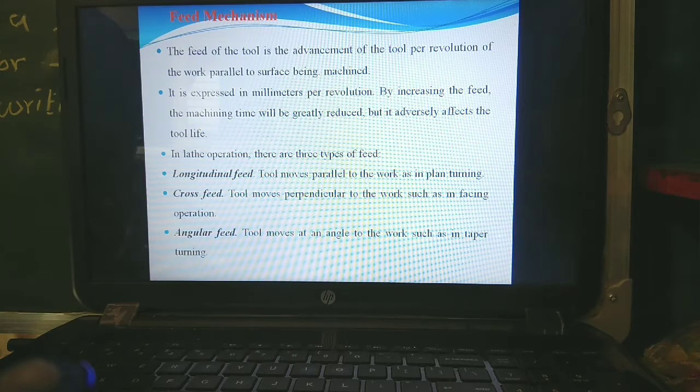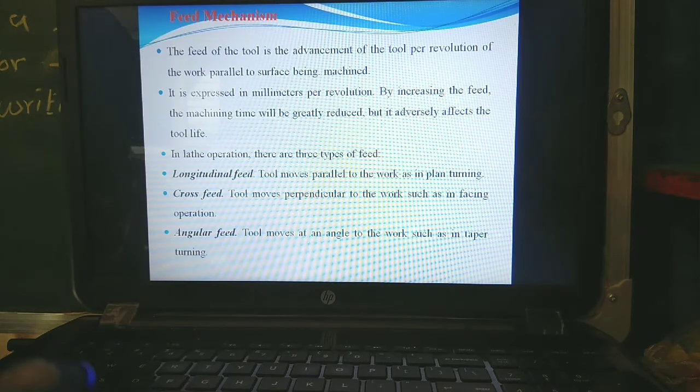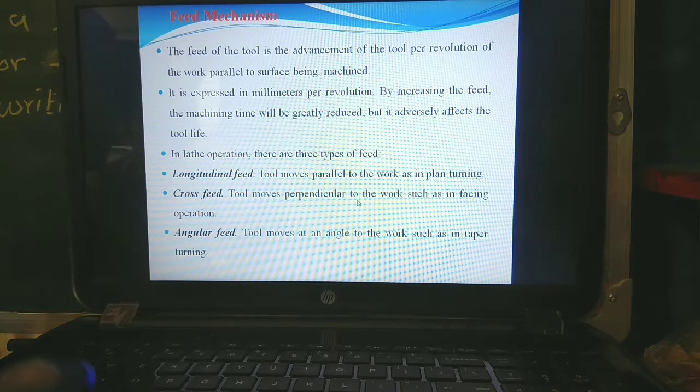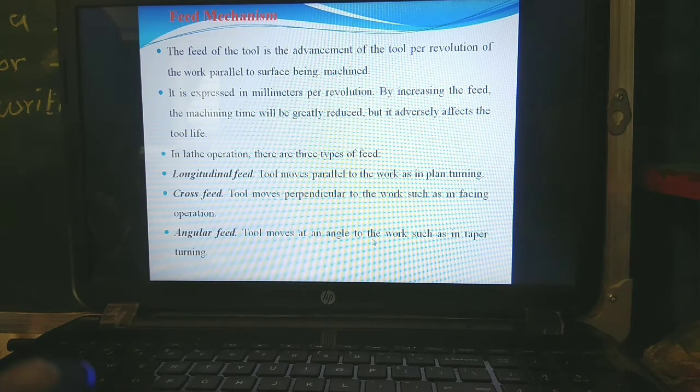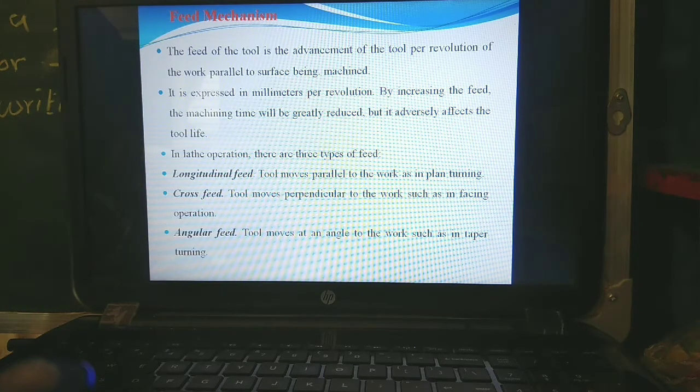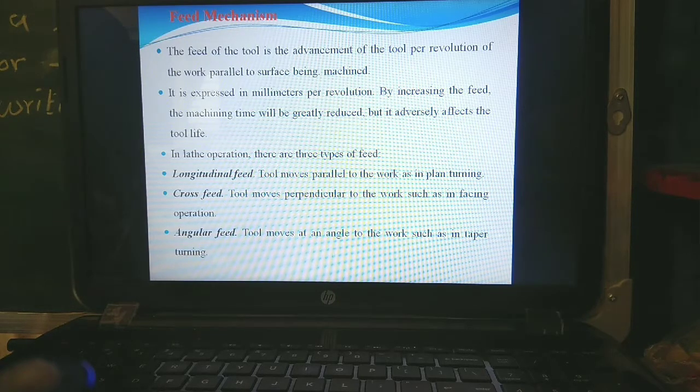When the tool moves parallel to the work, that is towards or away from the headstock, then that is known as longitudinal feed. When the tool moves perpendicular to the work, that is towards or away from the operator, then it is known as cross feed. When the tool moves at an angle to the work, it is obtained by swiveling the compound slide. Cross and longitudinal feed are both hand and power operated, but angular feed is only hand operated.